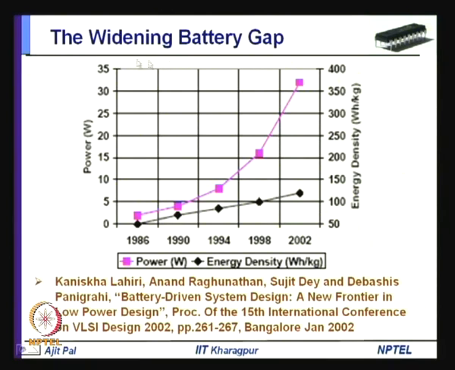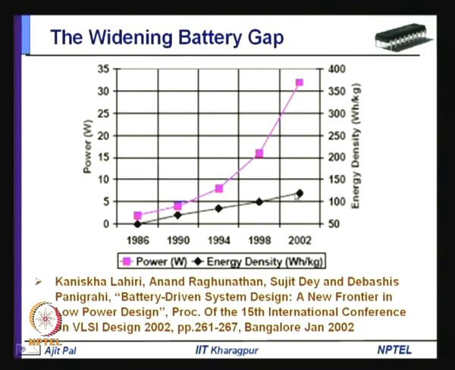I was talking about the widening battery gap. Here we find that the power consumption is increasing rapidly in modern systems. This is a little older data, but even in recent data the rate is increasing. That means, the complexity of these systems is increasing. As a result, this pink line, as you can see, which is representing the power consumption of battery operated systems, is increasing at a very high rate. On the other hand, you can see the energy density of batteries.